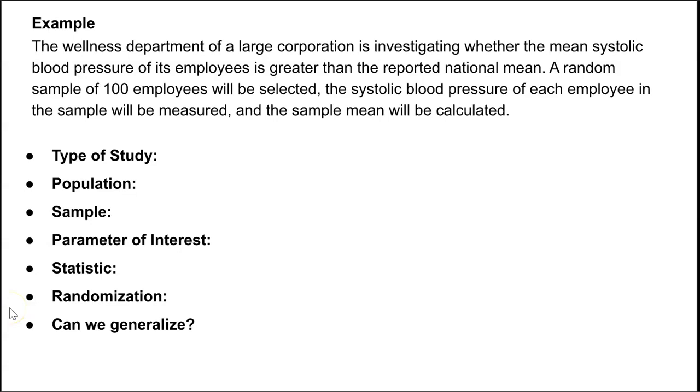Let's practice identifying key information from a description of a study. The wellness department of a large corporation is investigating whether the mean systolic blood pressure of its employees is greater than the reported national mean. A random sample of 100 employees will be selected. The systolic blood pressure of each employee in the sample will be measured, and the sample mean will be calculated.